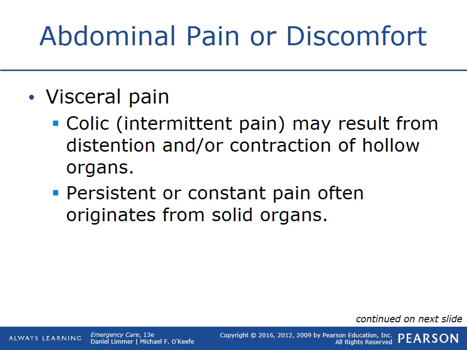A colic may result from distension and or contraction of a hollow organ. So if the visceral lining of a hollow organ is stretched or distended, or there's a contraction of the organs, that's an intermittent pain, or what they call a colicky pain. Persistent or constant pain often originates from solid organs.